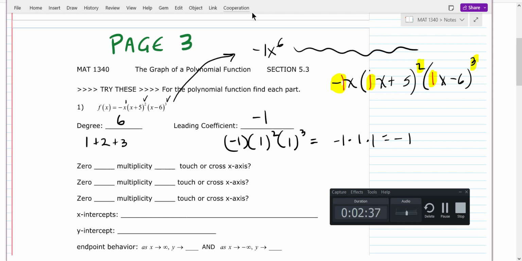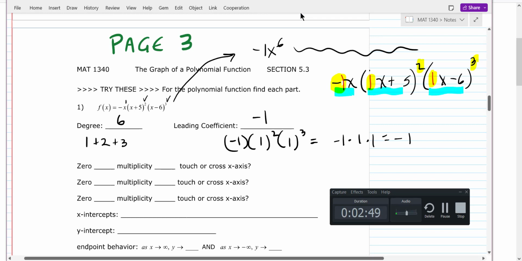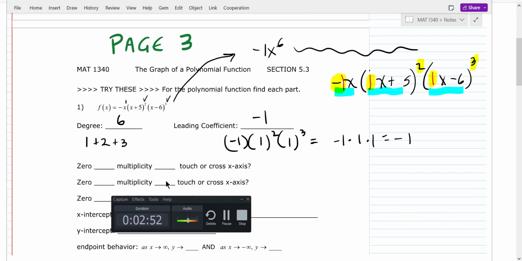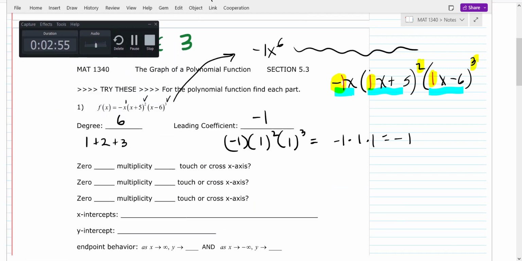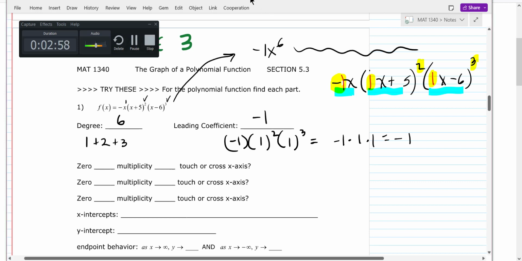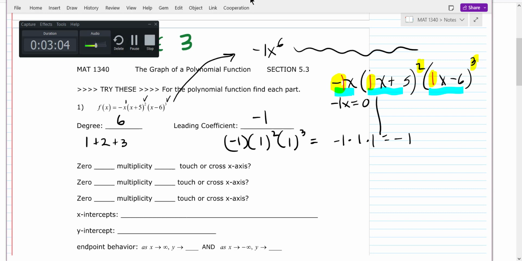Okay, all right. Now, the nice thing about the zeros, we talked about this last time, is that the zeros come from these pieces right here. Each of these factors, you can learn to do this in your head. It's not too hard. You'll do -1x equals 0, and solve that equation. You'll take x plus 5 equals 0 and solve that. Then you'll have x minus 6 equals 0 and solve that. That gives you what we call a zero. These are numbers that make the polynomial become 0.